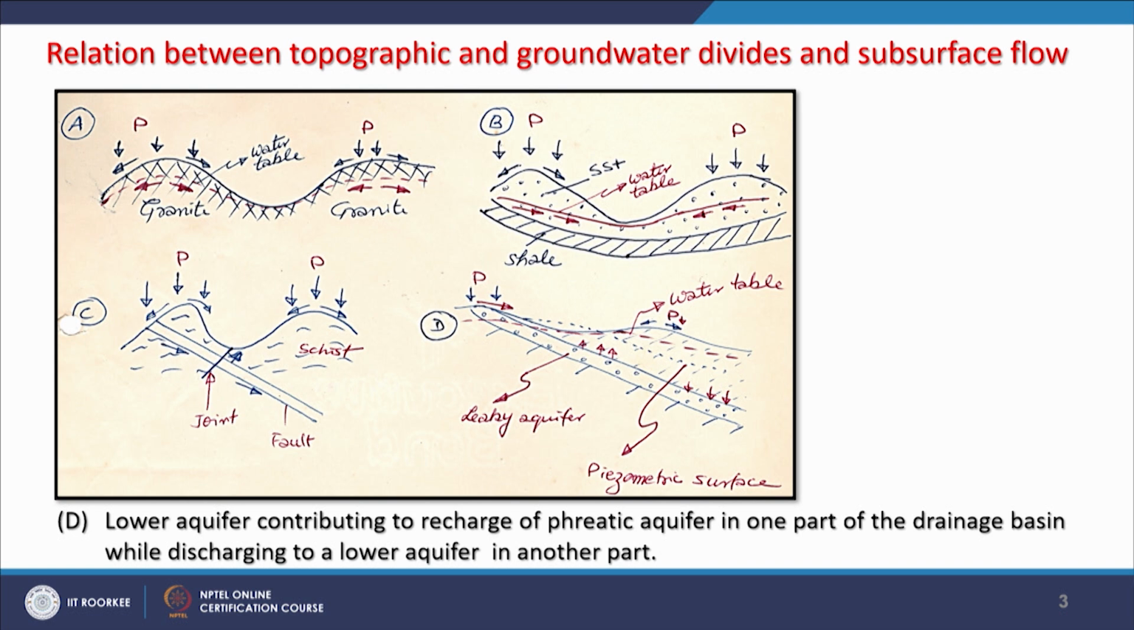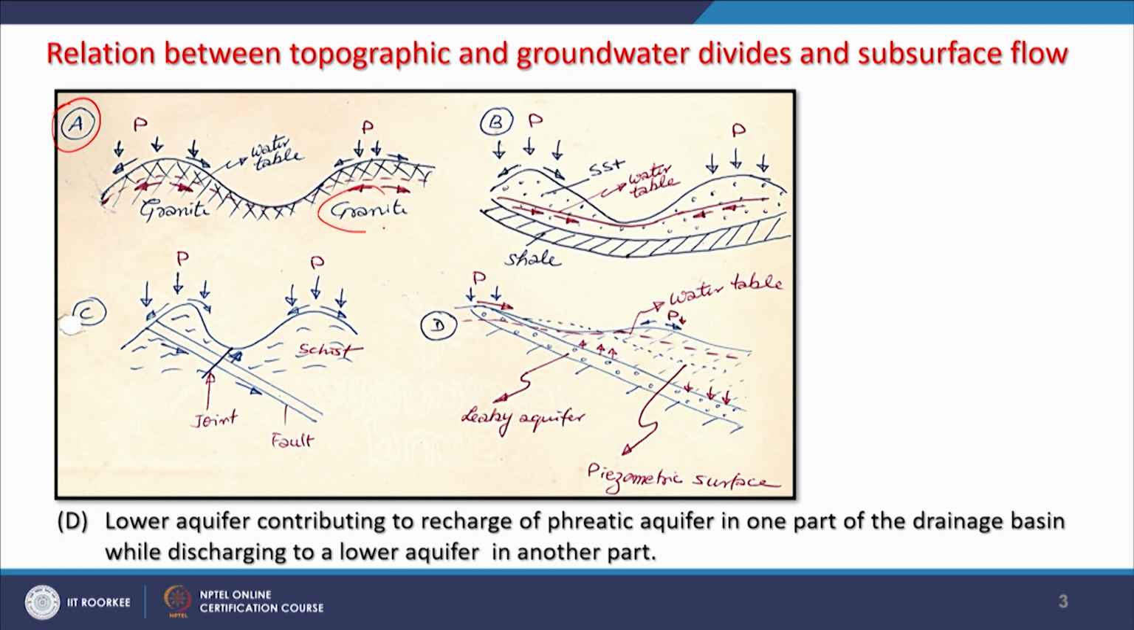So, here in the first one, A, what we see is that if precipitation occurs and we have this kind of undulating topography, which is a very common phenomenon in the case of a granitic rock, and that is not as flat as the Indo-Gangetic plain and may not be as rugged as Himalayan terrain. So, you have a very smooth kind of topography, and we say undulating topography, and generally the water table will also follow this undulation of the topography.